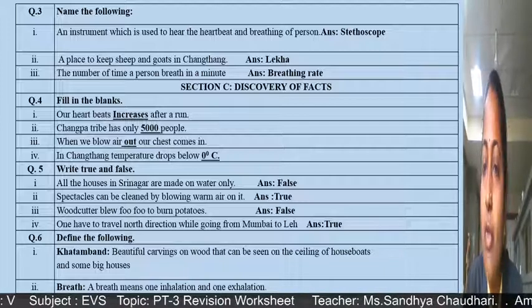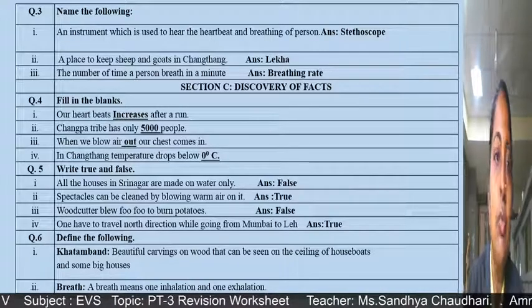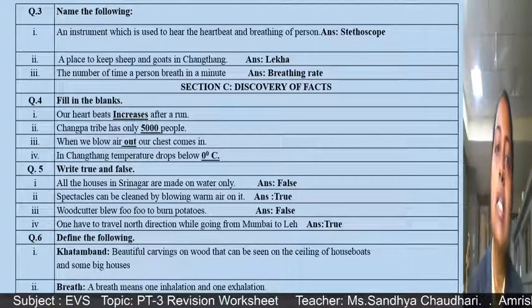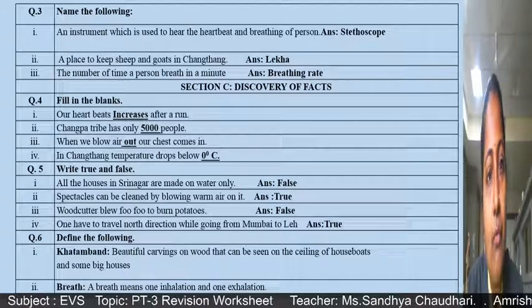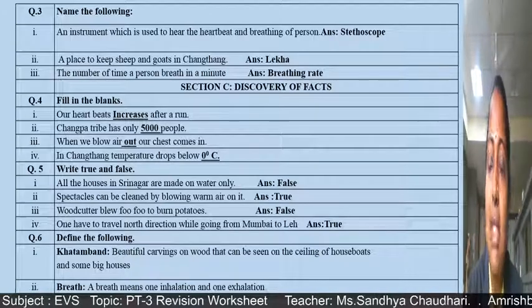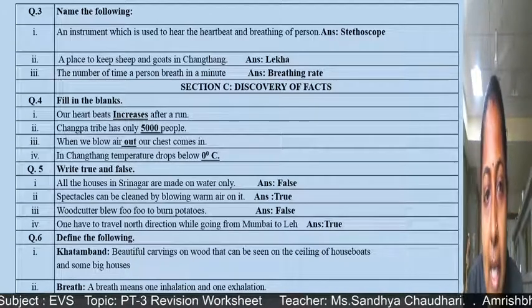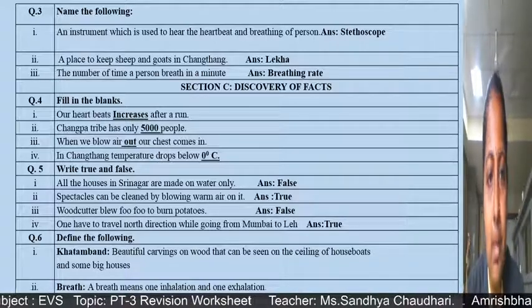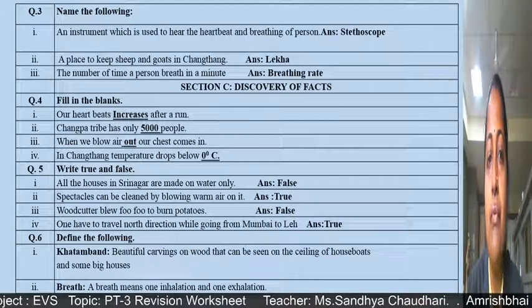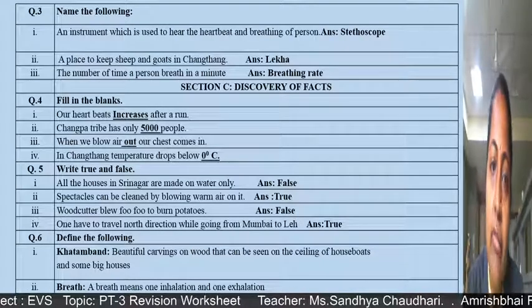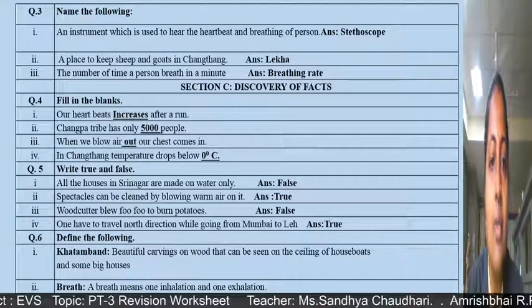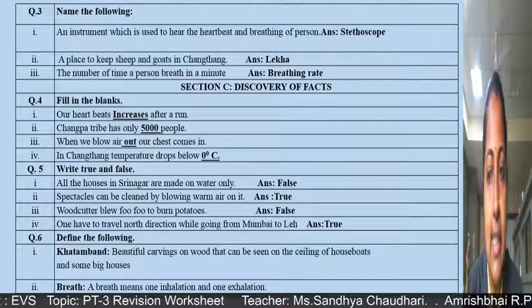Section C, discovery of facts. So question number 3, you have seen 3 questions are there for 3 marks. Then section C, that is discovery of facts. Question number 4, that is fill in the blanks. 4 fill in the blanks will be for 2 marks. Our heartbeat increases after a run. Changpa tribe has only 5,000 people. When we blow air out, our chest comes in. Fourth one, in Changthang, temperature drops below 0 degree Celsius.